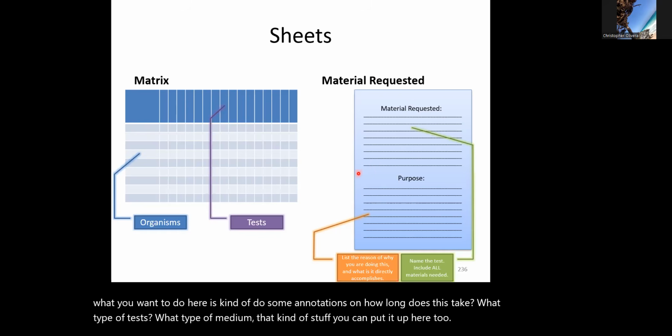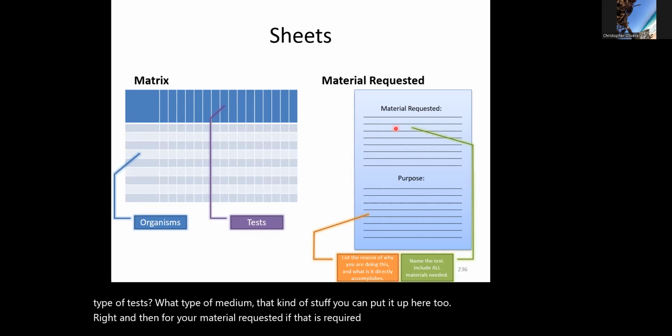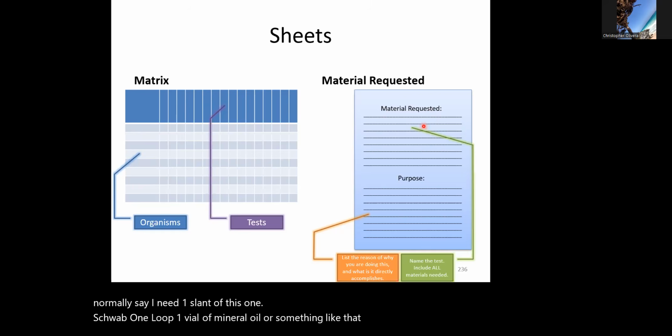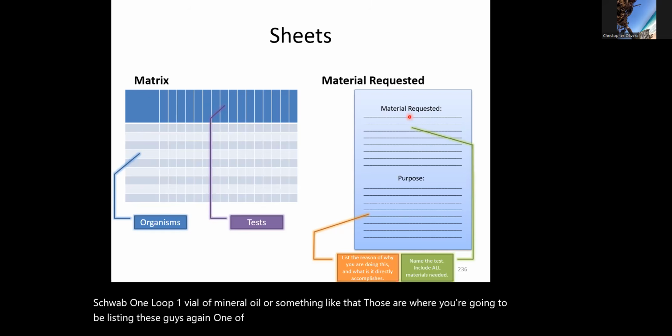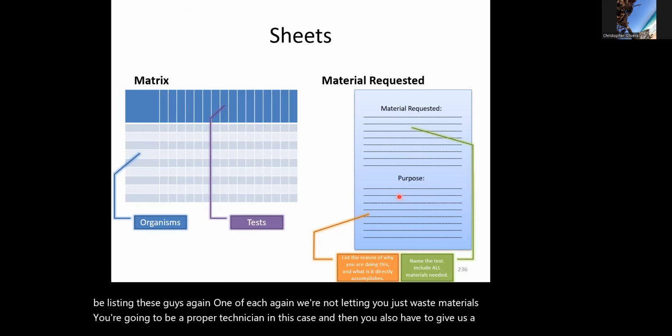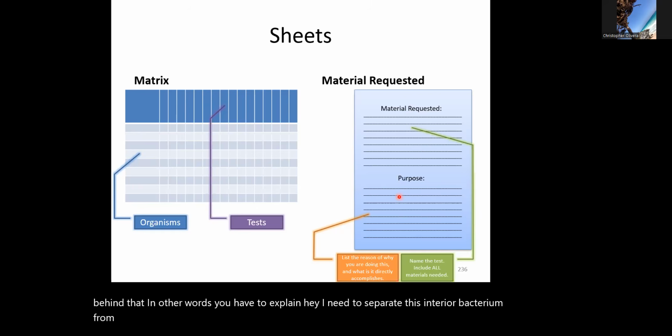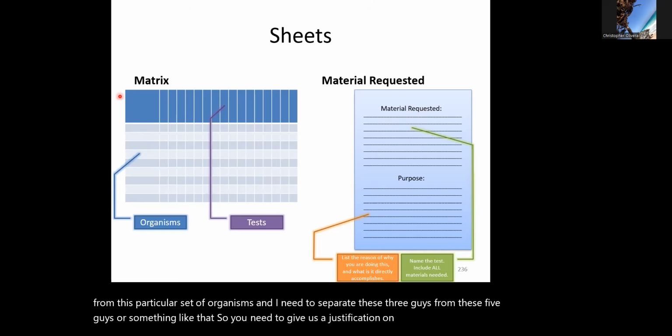And then for your materials requested, if that is required for you in phase 2, you'd normally say, hey, I need one slant of this, one swab, one loop, one vial of mineral oil, or something like that. Those are where you're going to be listing these guys. Again, one of each. Again, we're not letting you just waste materials. You're going to be a proper technician in this case. And then you also have to give us a reason behind that. In other words, you have to explain, hey, I need to separate this enterobacterium from this particular set of organisms, and I need to separate these 3 guys from these 5 guys, or something like that. So you need to give us a justification on why that test is performed.